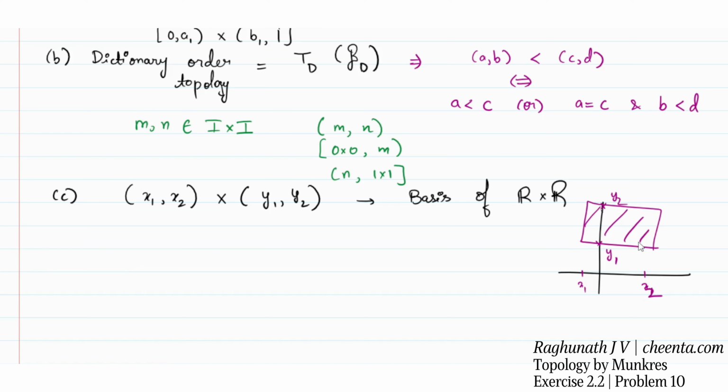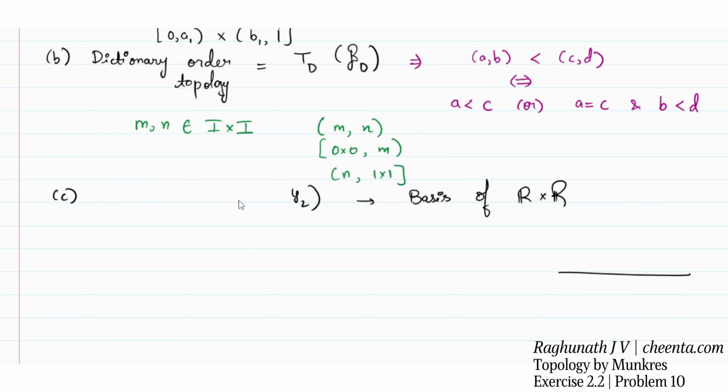Now this is the usual topology on R cross R, but here they are mentioning the dictionary order topology on R cross R. So this will not be your basis. Your basis will look like some (m, n) again, where m is less than n in the dictionary order topology.